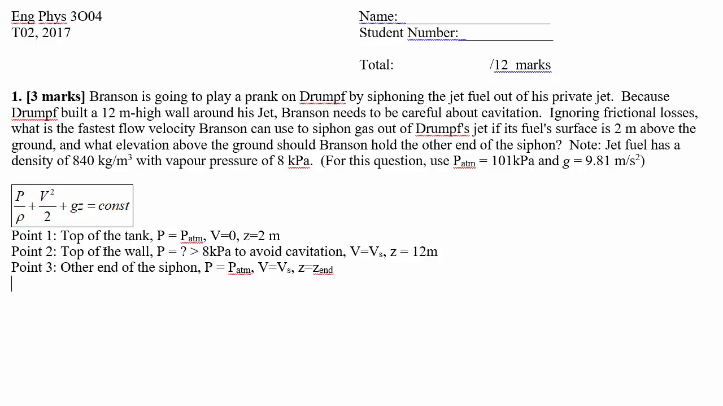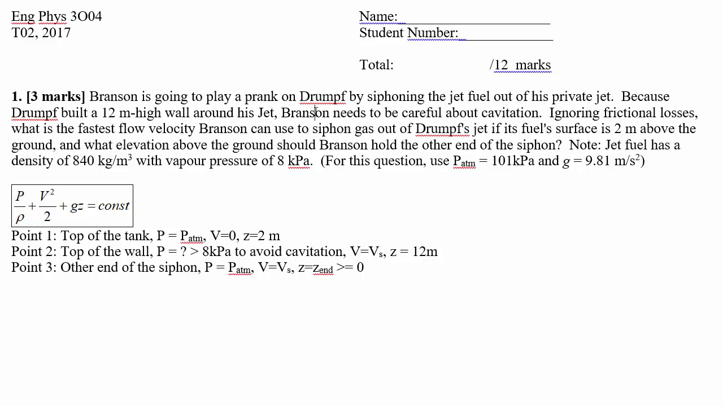Okay, so what we need to do is choose Z end, choose the height at the end, so that the velocity isn't so big that cavitation happens at the top of the siphon. But other than that, we need the Z to be greater than 0, right? Or I guess greater than or equal to 0 if we're going to put it right at the bottom. Depends on what Branson's trying to do here.